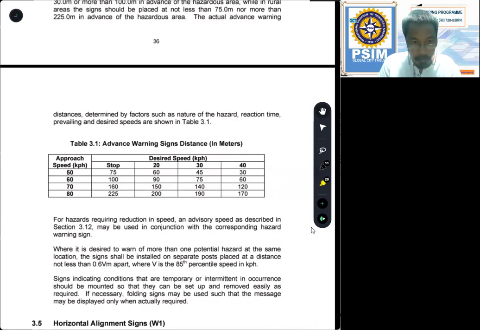Signs indicating conditions that are temporary or intermittent in occurrence should be mounted so that they can be set up and removed easily as required. Folding signs may be used such that the message may be displayed only when actually required. Take note, there are folding signs. Meaning, if it is required, it will be folded up, then folded down, so that drivers cannot see it if the sign is not actually required.